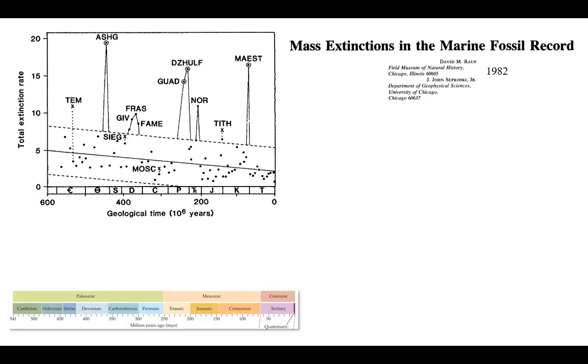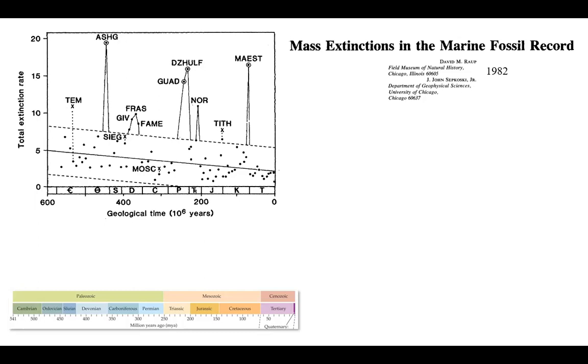And then five of them stand out above the others. This is where the whole idea of five comes from. These are the statistical outliers. Don't worry about those X's. We're not reading this paper today. Just trust me. But you can see the end of the Ordovician, that's one dot.